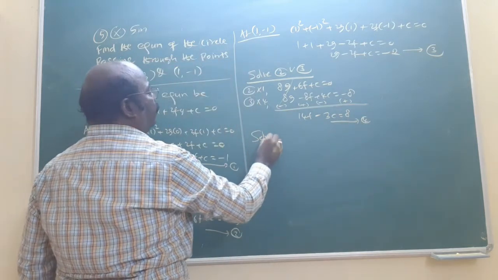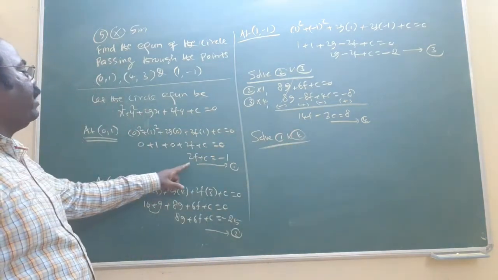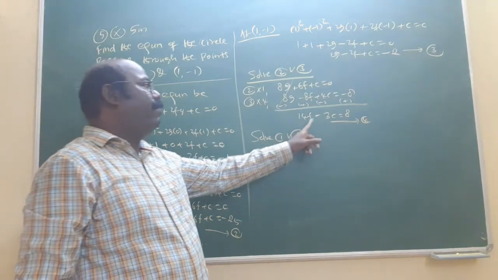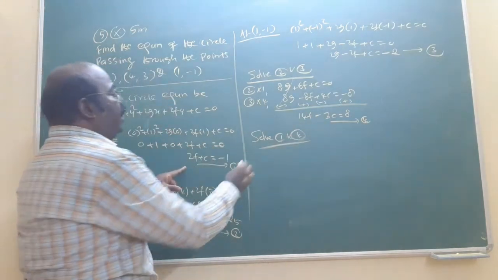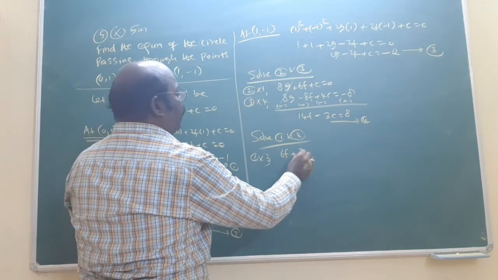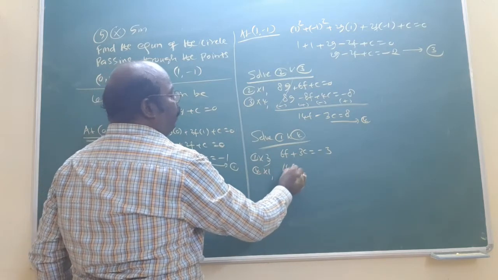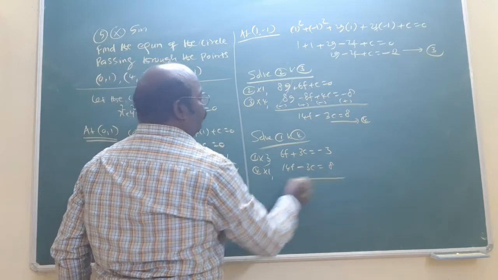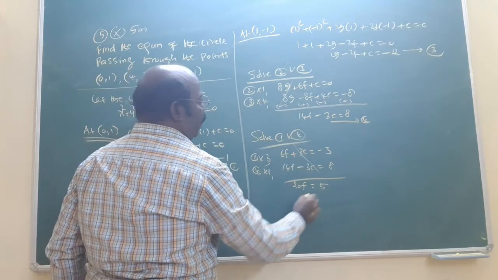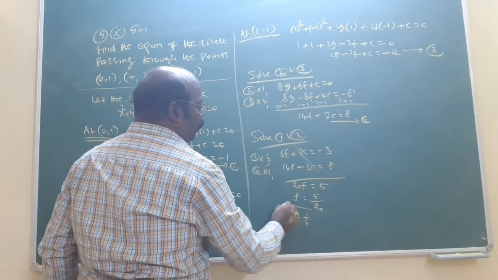Now solve 1 and 4. Am I right? The first equation is 2f plus c equal to minus 1. Here 14f minus 3c is there. That's why the first equation is multiplied by 3: 6f plus 3c equal to minus 3. The fourth is multiplied by 1: 14f minus 3c equal to 8. Now c cancels. Adding both, 20f equal to 5. F equal to 5 by 20, so f equal to 1 by 4. Am I right?